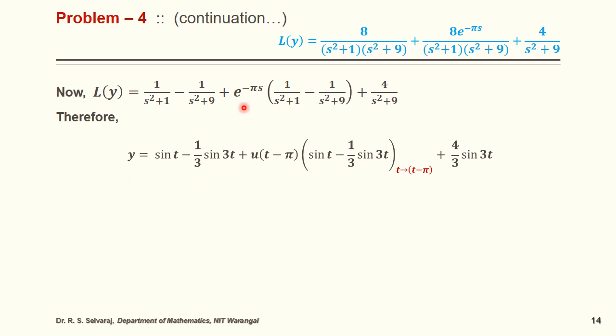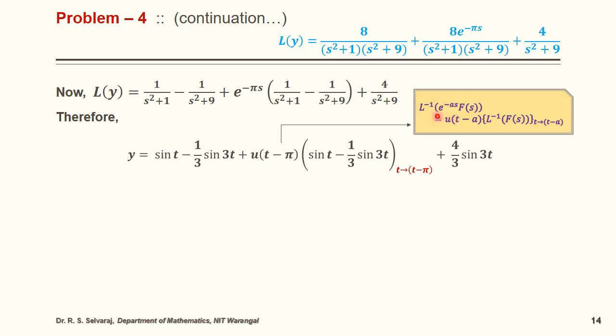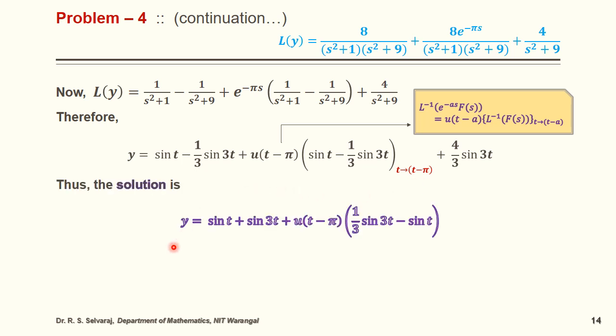Note that the third term involves e to the power minus pi s into a function of s, for which we have applied the formula: inverse Laplace transform of e to the power minus as F of s is u of t minus a into the inverse Laplace transform of F of s, where t is replaced by t minus a. So in this case t is replaced by t minus pi. So after substituting these, we will get the solution to be this expression.